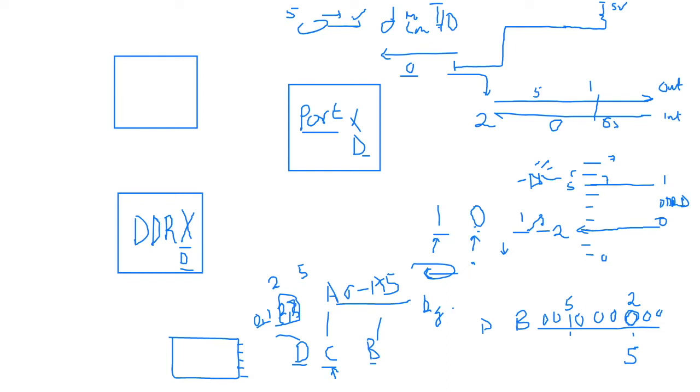So it means we go into port D. So if we go into port D, what are we interested in? We want to set the input to pull up. Now the input is what? The input is pin 2, the switch, right? That is where the input is. That's our switch. So we set that pin to 1.